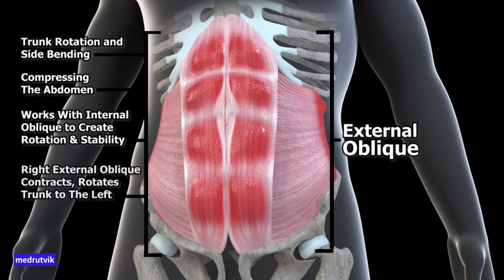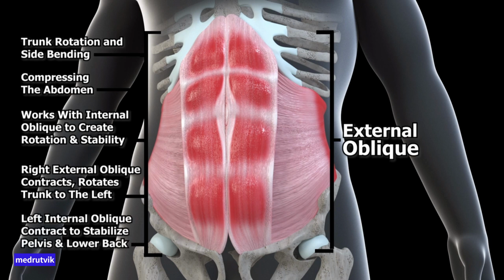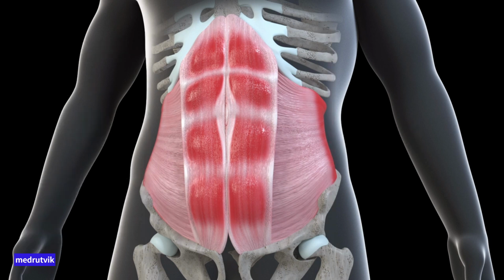When the right external oblique contracts, it rotates the trunk to the left, while the left internal oblique contracts to stabilize the pelvis and lower back.